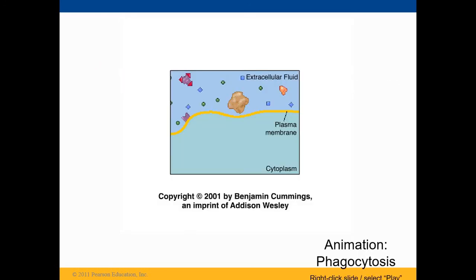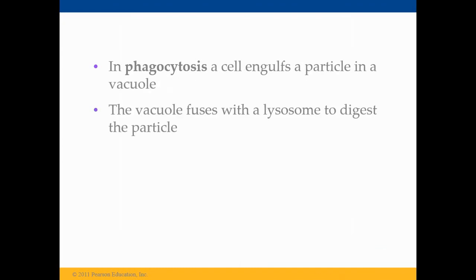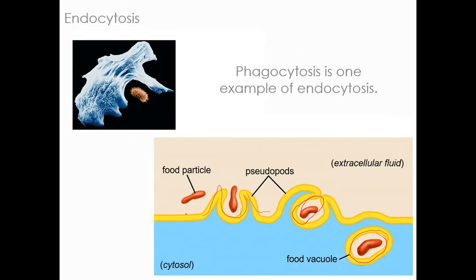Okay, so this is supposed to be an animation, but it doesn't work. So what happens in phagocytosis is, okay, this is the extracellular fluid and this is the plasma membrane, and these are probably the molecules. It's difficult to have this. Anyway, this is phagocytosis. This is a food particle, and then it is enclosed in a vacuole. It fuses with the membrane. Okay? So it leaves as a food vacuole.